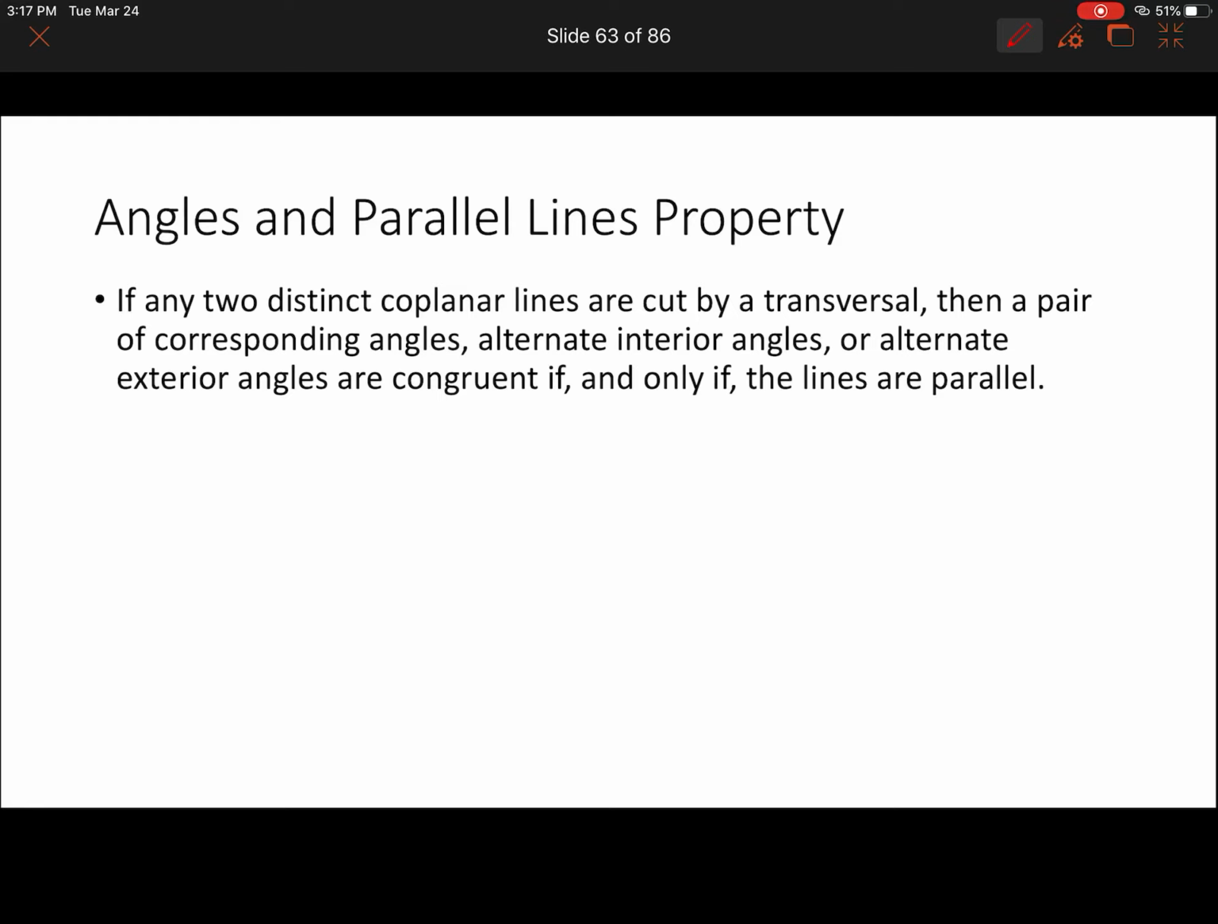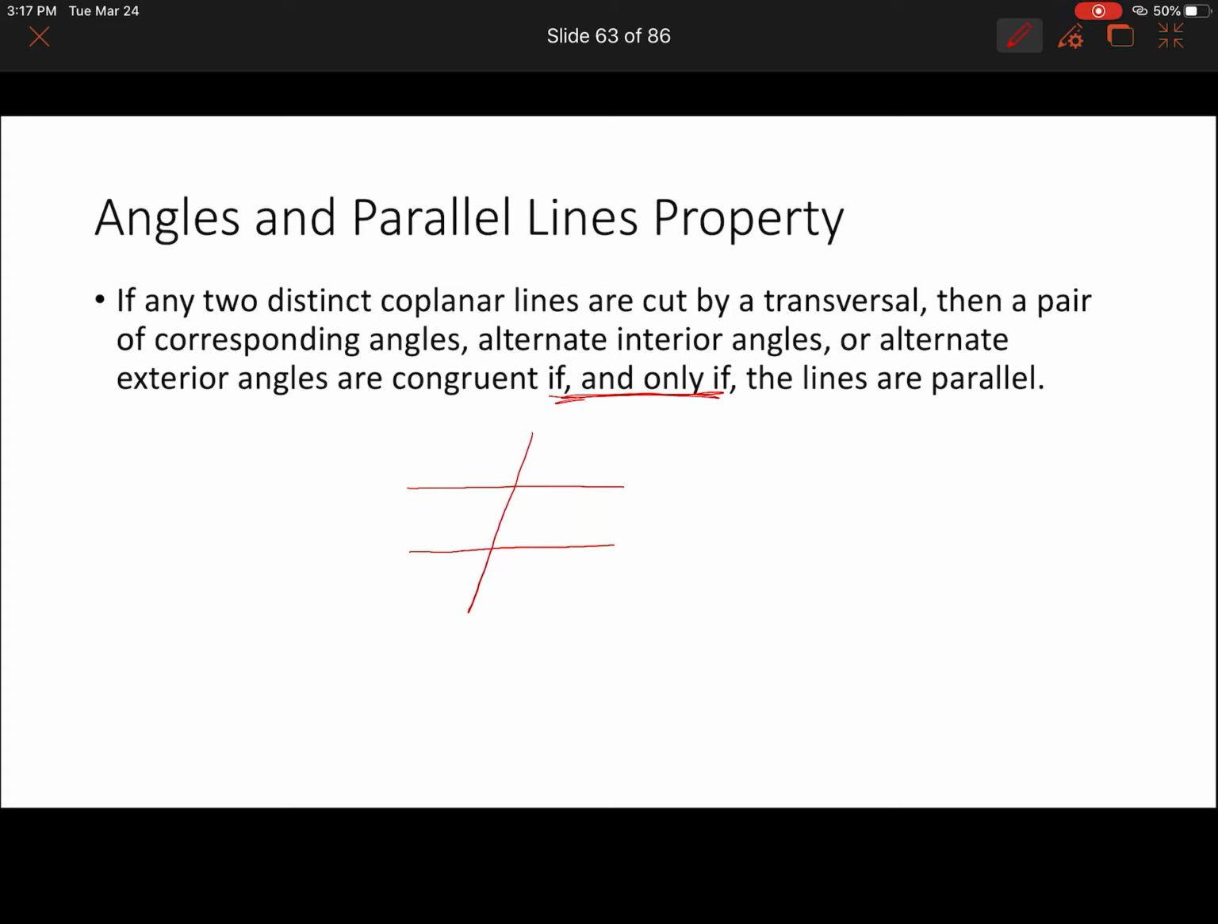So, in our previous video, we left off talking about lines cut by a transversal. This property, the angles and parallel lines property, says that if any two distinct coplanar lines are cut by a transversal, then a pair of corresponding angles, alternate interior angles, or alternate exterior angles are congruent if and only if, and that's a key phrase, the lines are parallel. That's what we just got through talking about in the previous video.